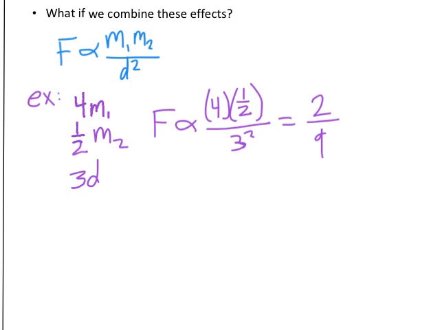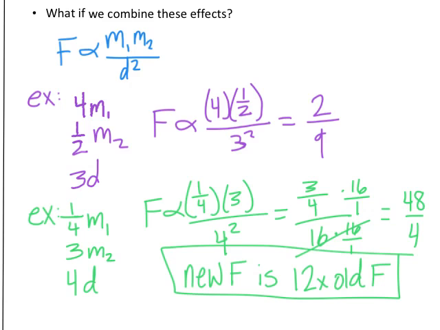For this last one, you try it. You're going to have the first mass be 1/4 of its original value, the second mass is tripled, and the distance between them is doubled. So pause and try this out on your own and see if you get it correct. Once you reduce your fraction, you should have gotten an answer that your new force is now 12 times as big as the old force.